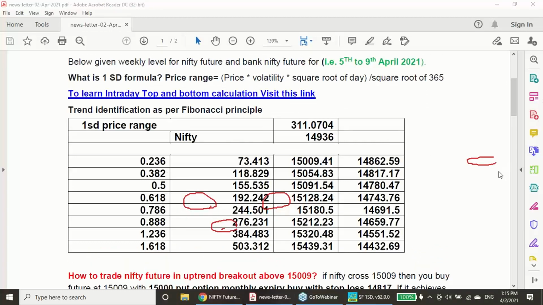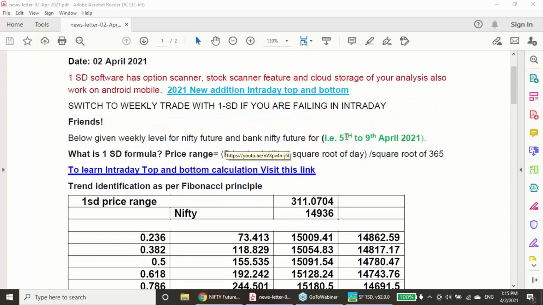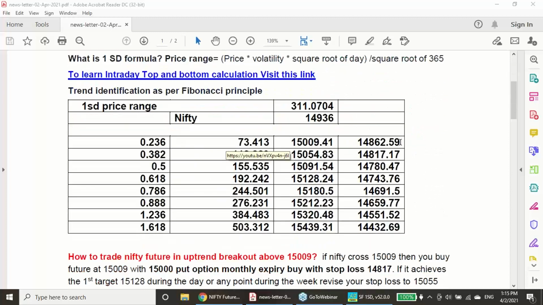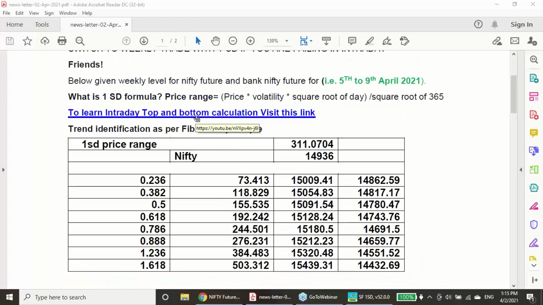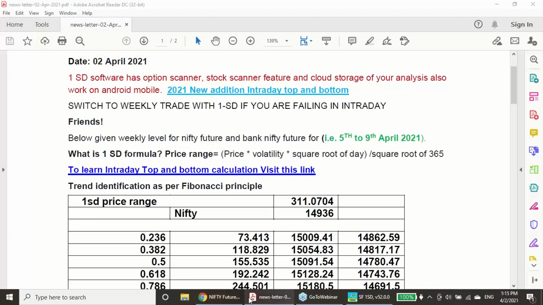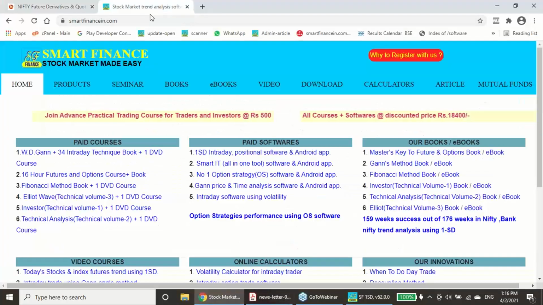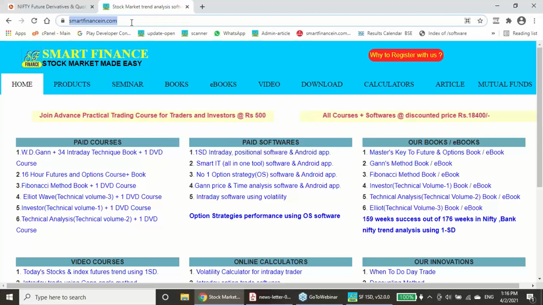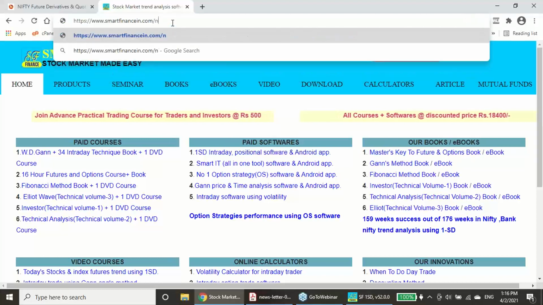Moving to the coming week, which will be from 5th to 9th April, here we are just calculating. This particular report I have told many times how to download. In your video description we will be giving this report, or else you can visit our site smartfinancing.com.